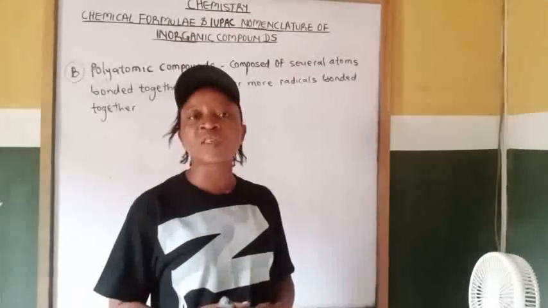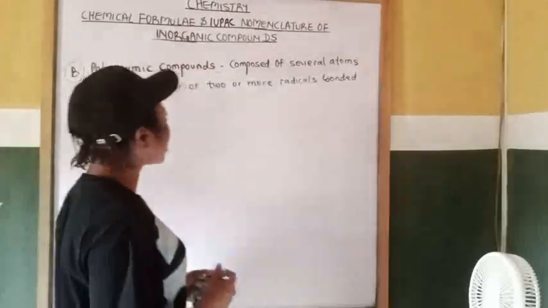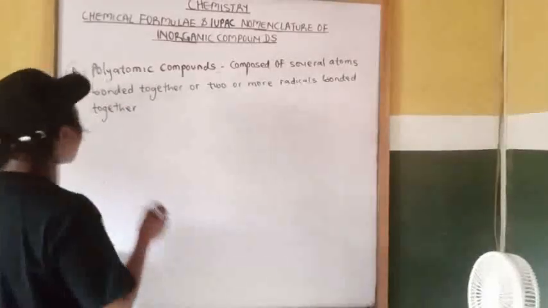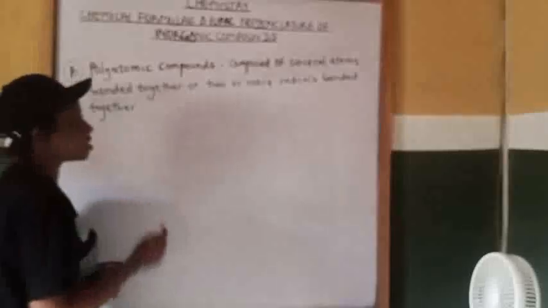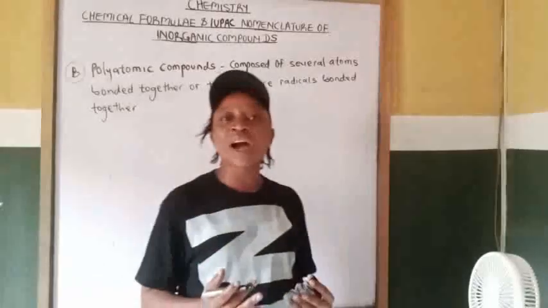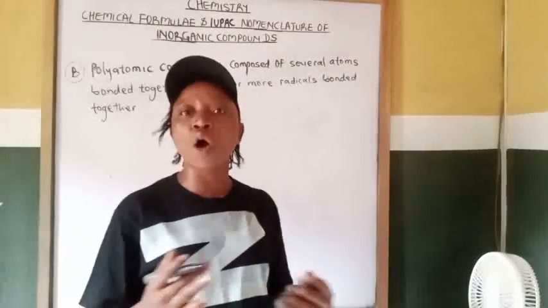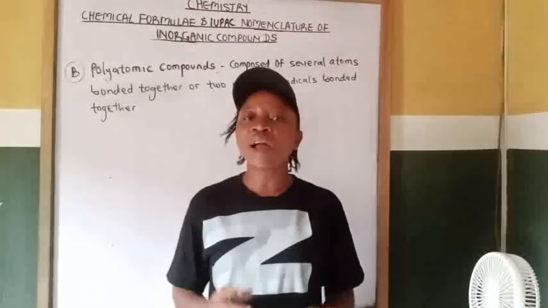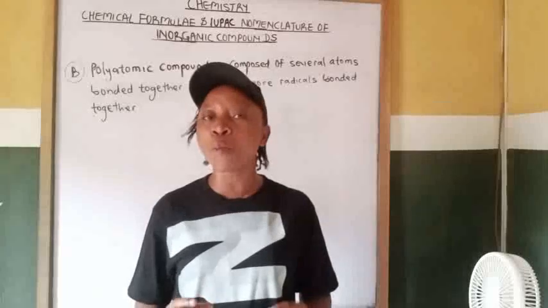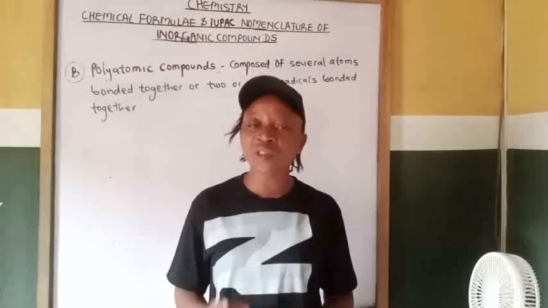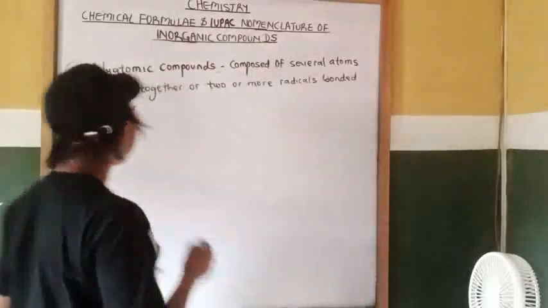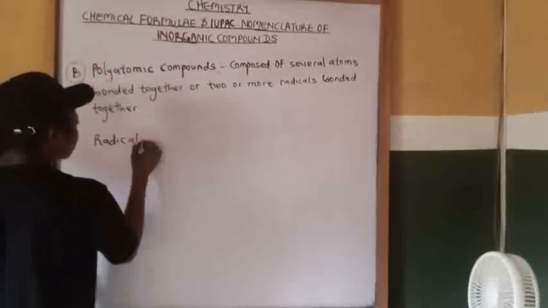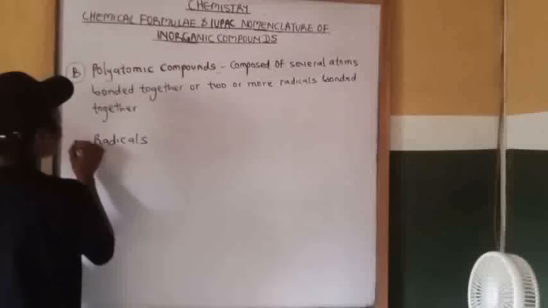We are going to start with naming of radicals because radicals are very important in naming polyatomic compounds. Then what are radicals? Radicals are groups of two or more atoms carrying positive or negative charges. So let's start with naming of radicals.